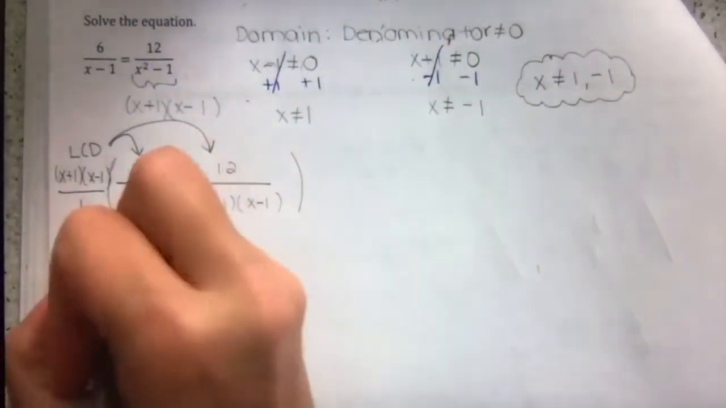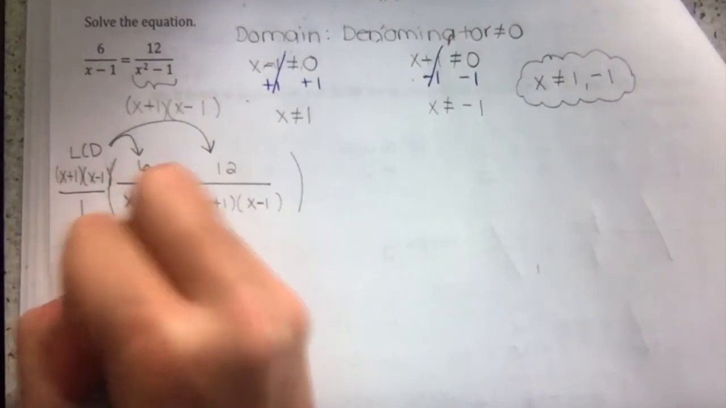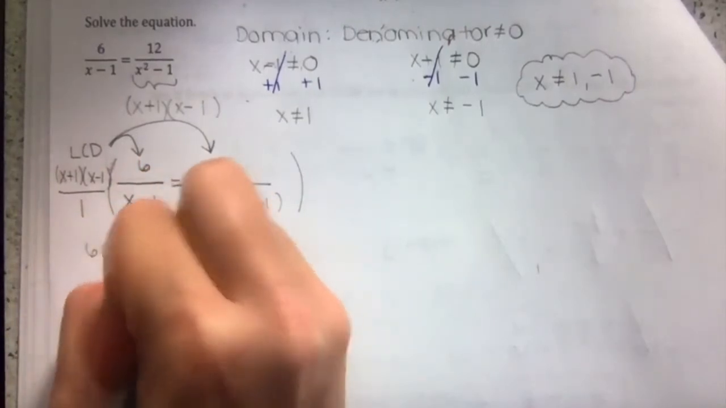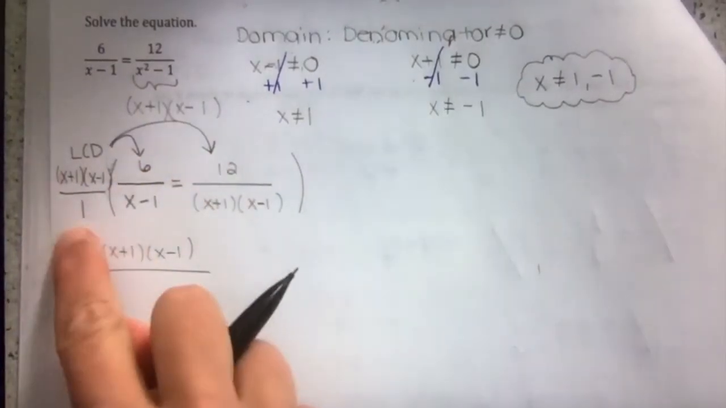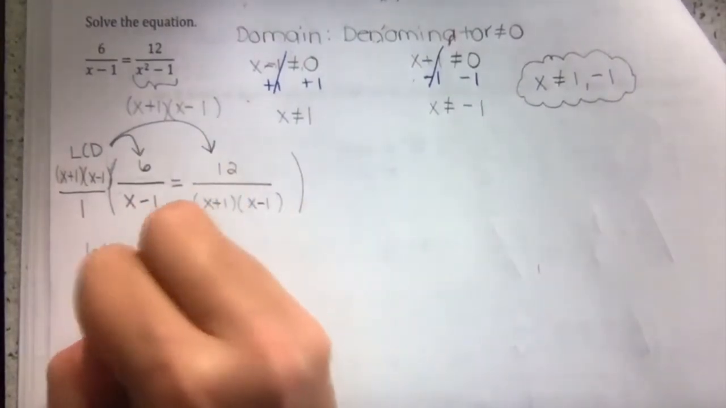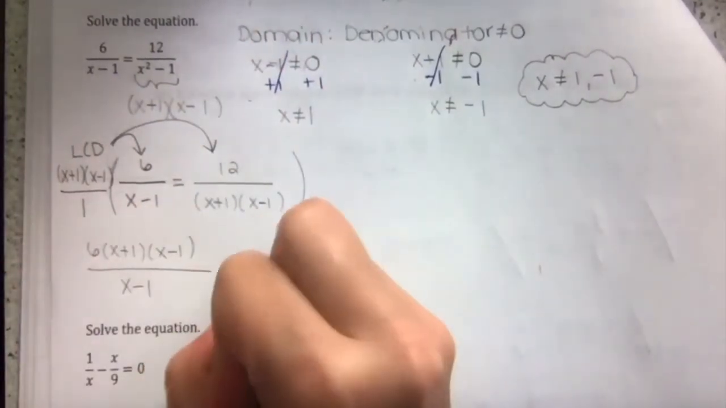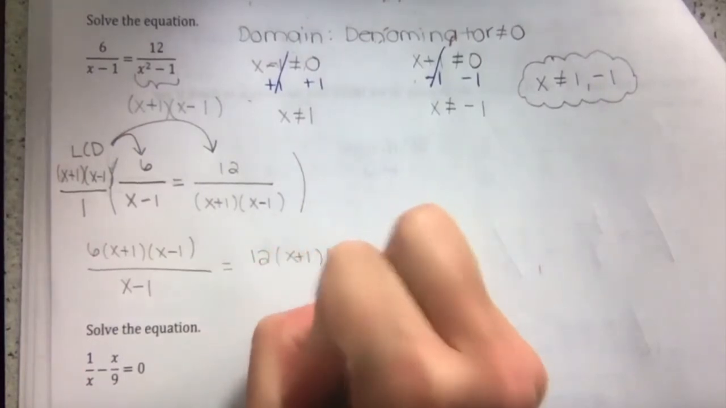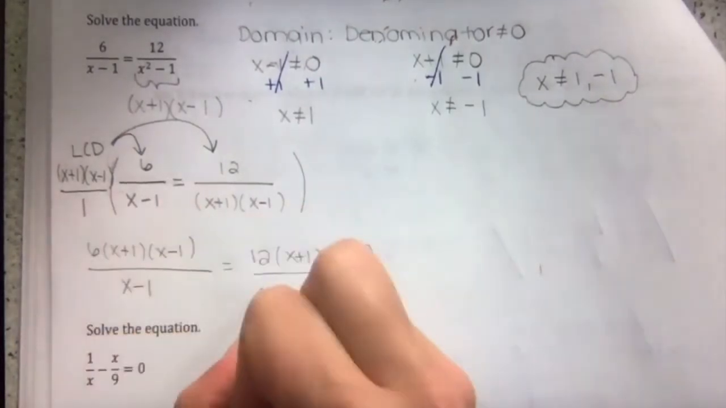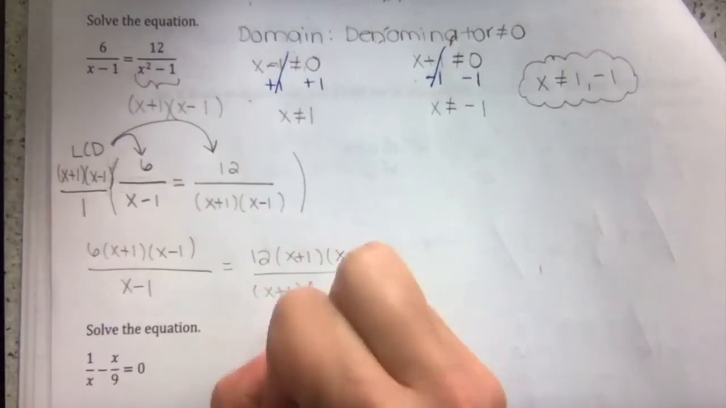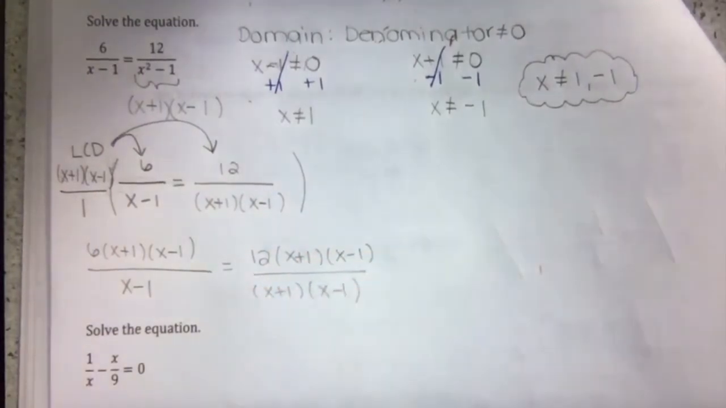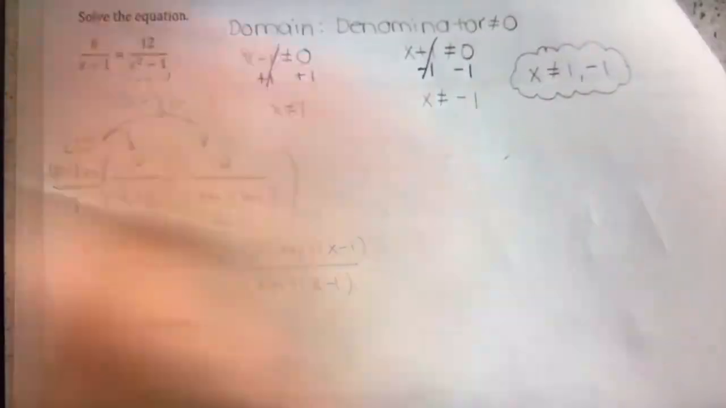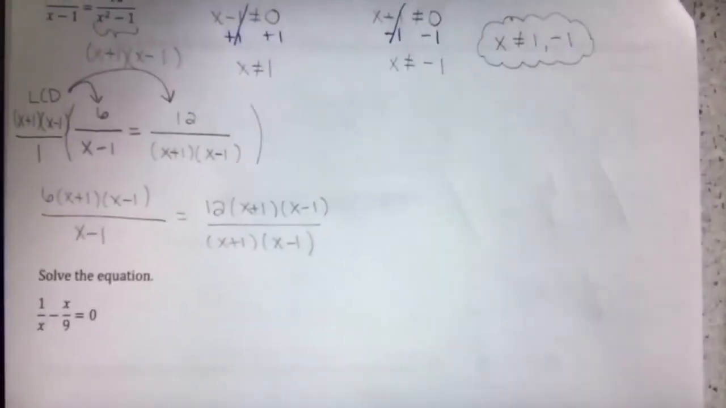So that'll leave us with 6 times x plus 1 times x minus 1 on top, all over 1 times x minus 1, equals 12 times x plus 1 times x minus 1 all over 1 times x plus 1 x minus 1. So we distributed that LCD to the top of our fraction.